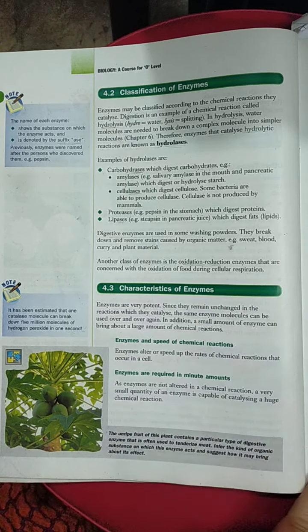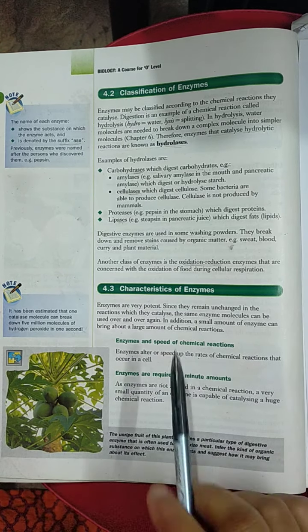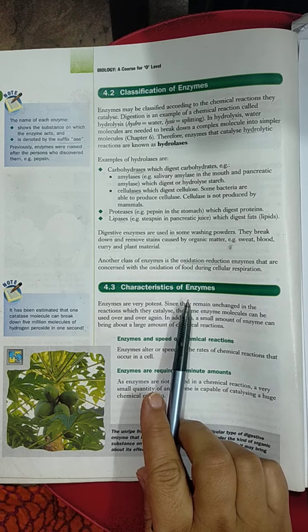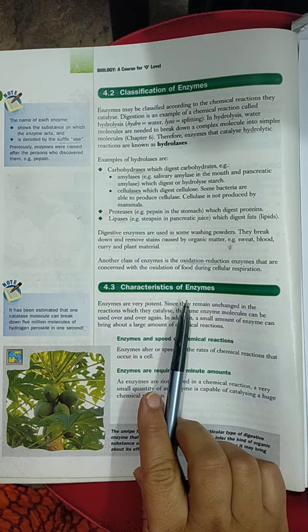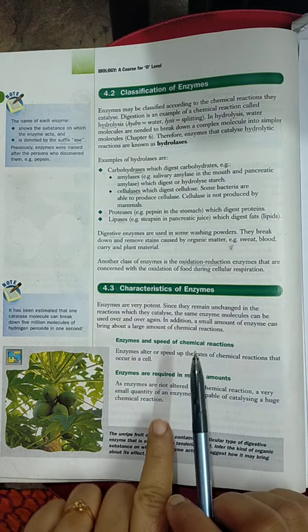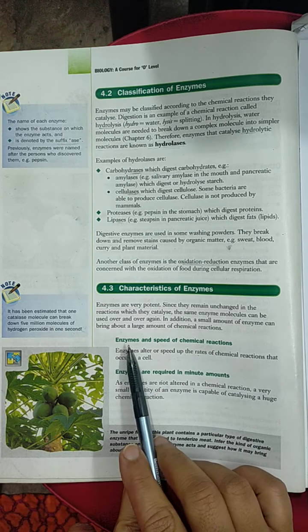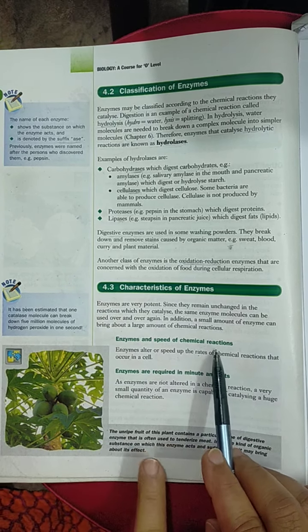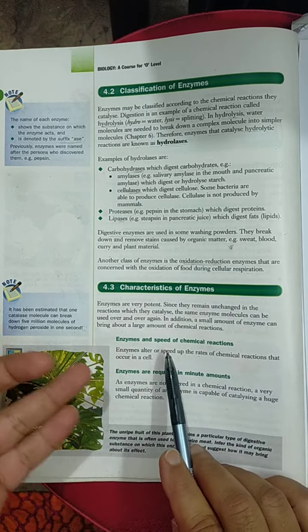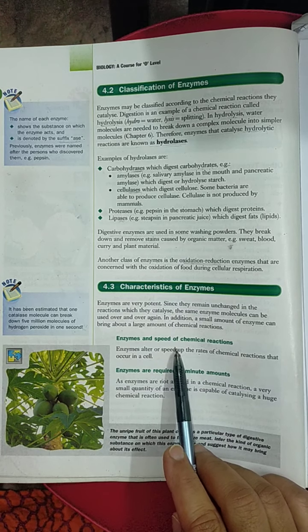One thing you already know about enzymes is that enzymes are biological catalysts and they speed up a chemical reaction without being used in the chemical reaction. So here some characteristics are given. First of all, the first characteristic is that enzymes speed up the chemical reaction, and you already know that enzymes speed up a chemical reaction.